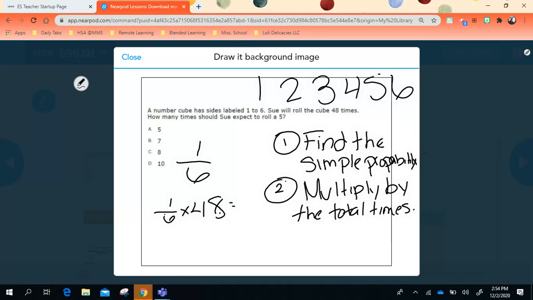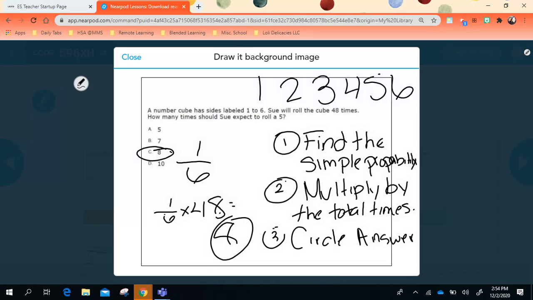Okay, so when I multiply 1/6 times 48, what does it give me? 8. It gives me 8. And my third step is just circle the answer. Because sometimes we write it down on our paper, but we don't circle the answer. Okay, make sure you have those 3 steps written down, and I'm going to click over to our classwork, and I'm going to explain it real quick because I'm having some people flip-flopping answers by mistake.